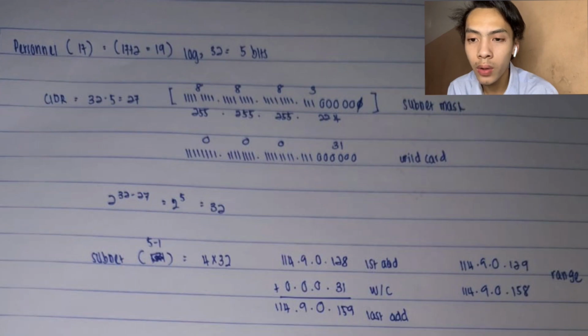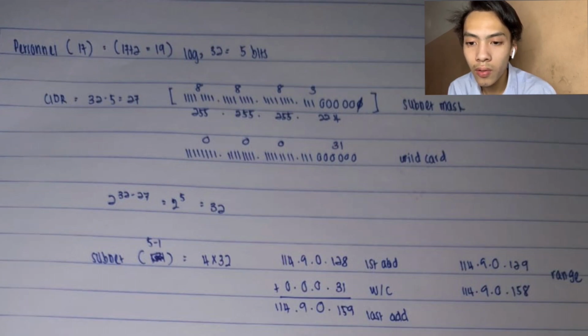Next is subnet personal. As the maximum number of computers is 17, we plus 2 and get 19, and it is the same: we borrow 5 bits. Then for the CIDR, we calculate 32 minus 5 and get 27. Then for the subnet mask, we borrow 3, and the wildcard we get is 31. Then 2 power of 32 minus 27, we get 2 power of 5, which is 32, the total.